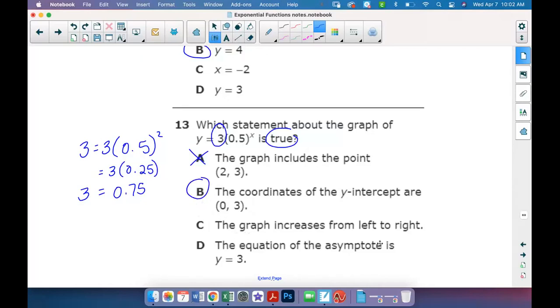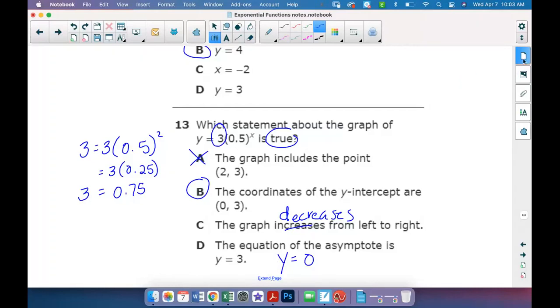Let's see. The graph increases from left to right. This is wrong because it doesn't increase. It actually decreases. And then letter D, the equation of the asymptote is y equals 3. This is wrong because when you actually graph it, the asymptote is y equals 0. It gets really close to the 0. Okay, guys, let's move on to the next one.